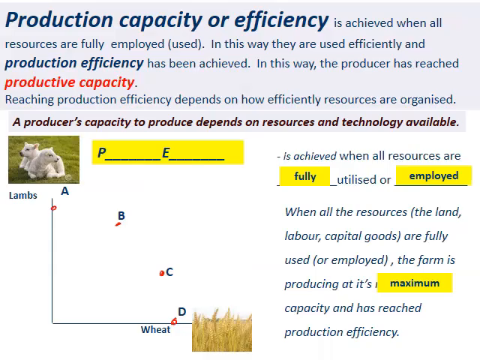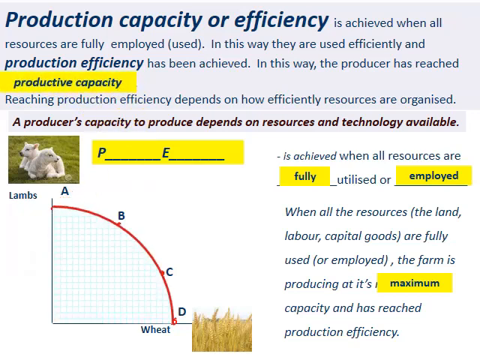Now we're going to introduce a new term known as production efficiency. Now remember, efficiency always refers to how well resources are being used. And there are 2 aspects to efficiency as we look at it in section A. The first is, are the resources fully used? And if the resources are fully used, the economy has reached its capacity to produce, its productive capacity.